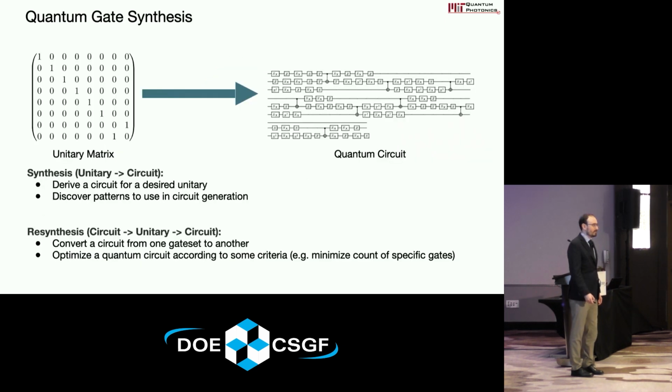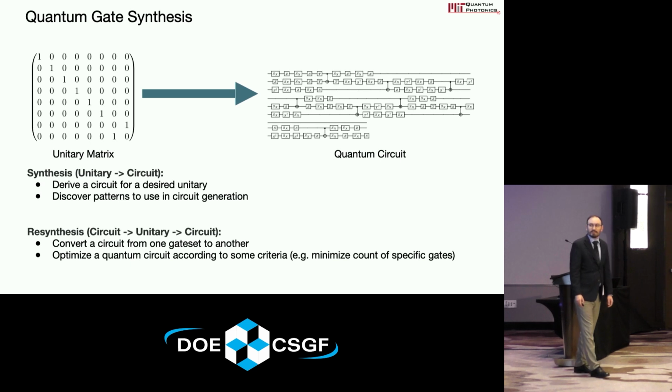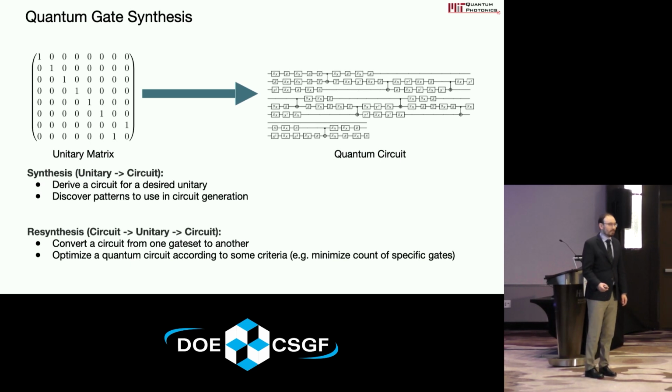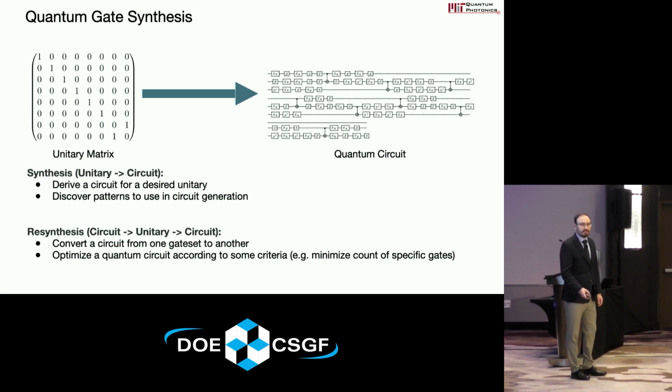So quantum gate synthesis is a technique that is used in the quantum compiling workflow. It is the process of taking a unitary matrix and deriving a quantum circuit that implements the unitary matrix. The unitary matrix is a little bit like a truth table in classical computing. It's kind of a high-level description of what you want your program to do, whereas the quantum circuit is the actual list of operations step by step, how to execute your program.